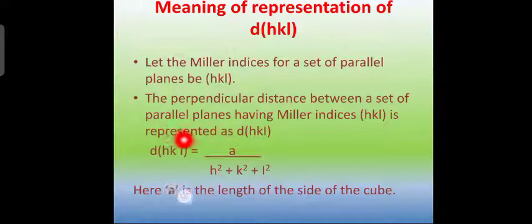So, dhkl is equal to a by square root of h squared plus k squared plus l squared. What is a then? It is the length of the side of the cube. If a is the length of the side of the cube, the perpendicular distance dhkl is given by this formula: dhkl is equal to a by square root of h squared plus k squared plus l squared.